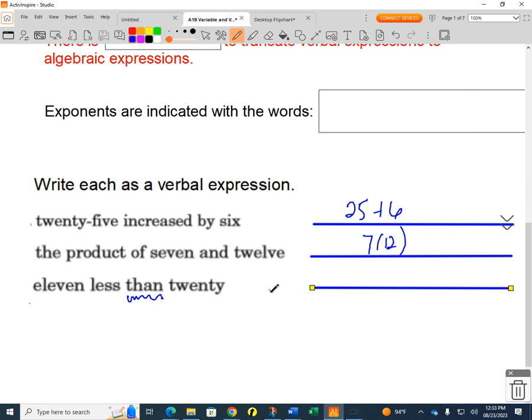Janice is exactly right. So why did she put the 20 first? Because 20 is not first here, right? That's a tricky one. Anytime you see the words to, from, or than, you have to change that order. So this is actually 20 minus 11. If you think about it, it kind of makes sense, because 11 less than 20 means you started with 20, and now you're taking 11 away, right?